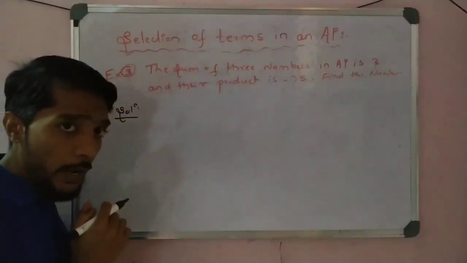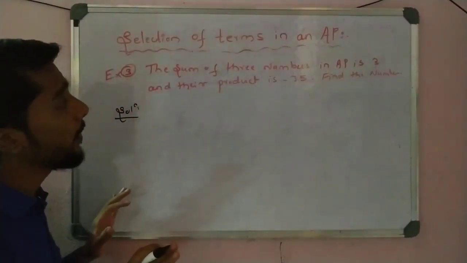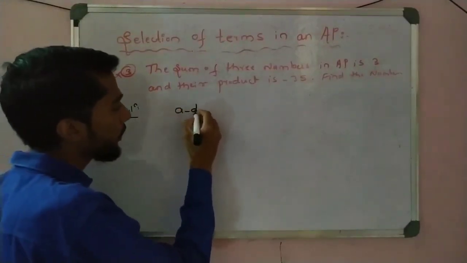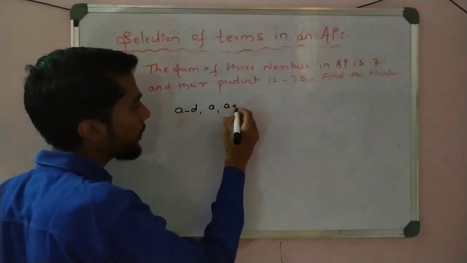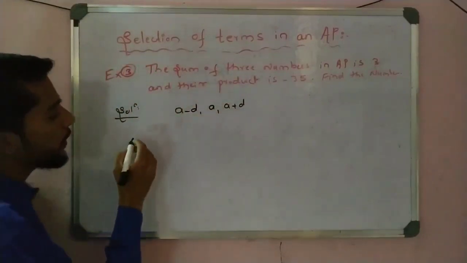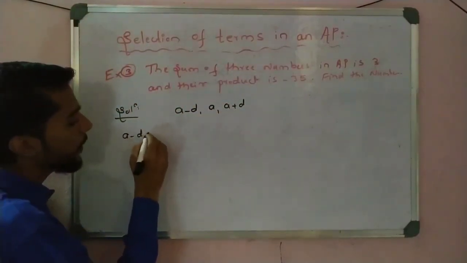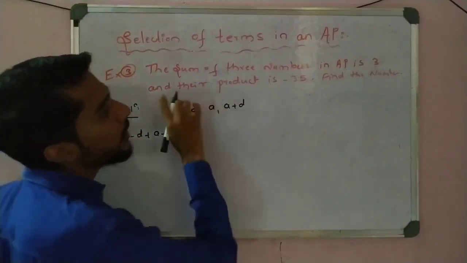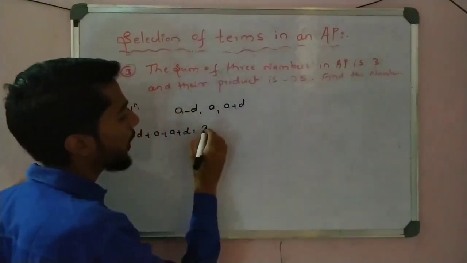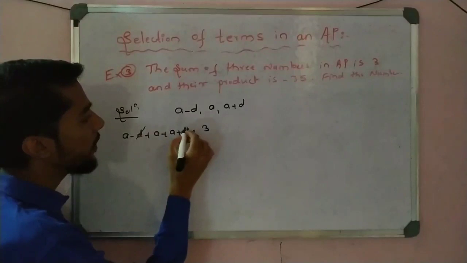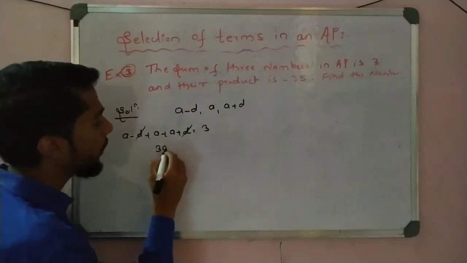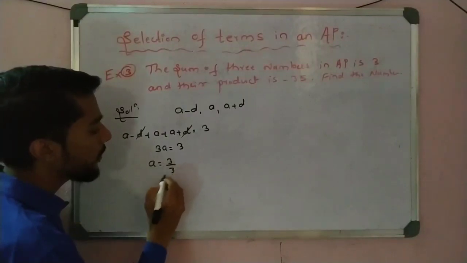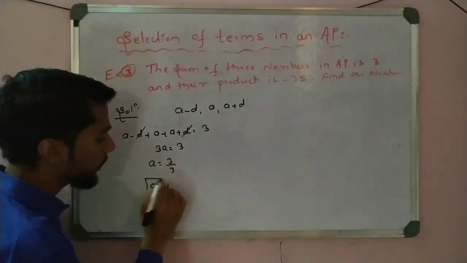I hope you solved this one completely. The sum of the 3 terms, again 3 terms, so one is a minus d, one is a, and one is a plus d. Again same concept: a minus d plus a plus d is equal to how much? The sum of the 3 terms is 3. So the d cancels, and we get 3 times a is equal to 3. So 3 by 3, we get a equal to 1.